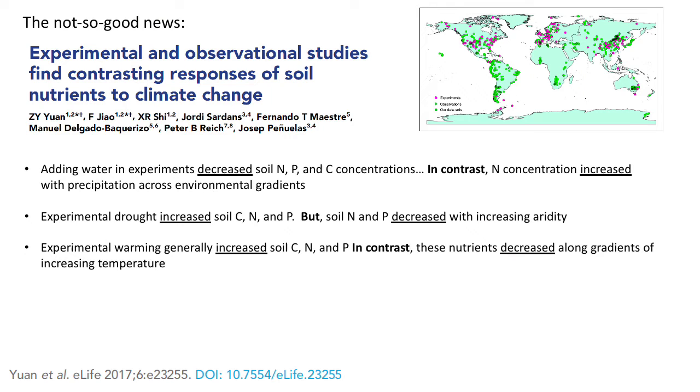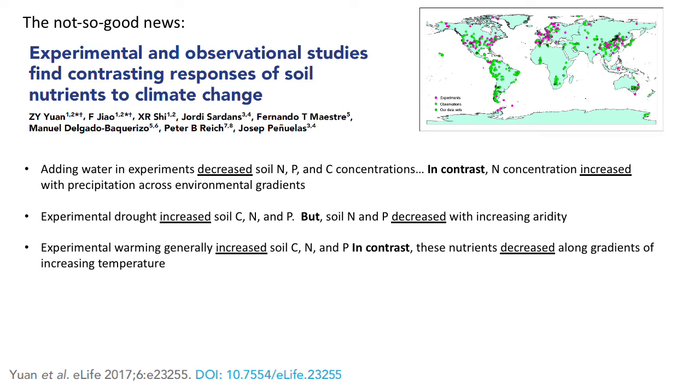Now, there's not so good news as well. There's also examples in literature where experimental and observational studies actually tell us very different things. A recent example that I really like a lot is this paper by Yuan et al. They compiled experiments and observations from all over the world to try and understand if experiments and responses to environmental gradients were telling us the same thing with reference to climate change. And what they found is that's not the case.